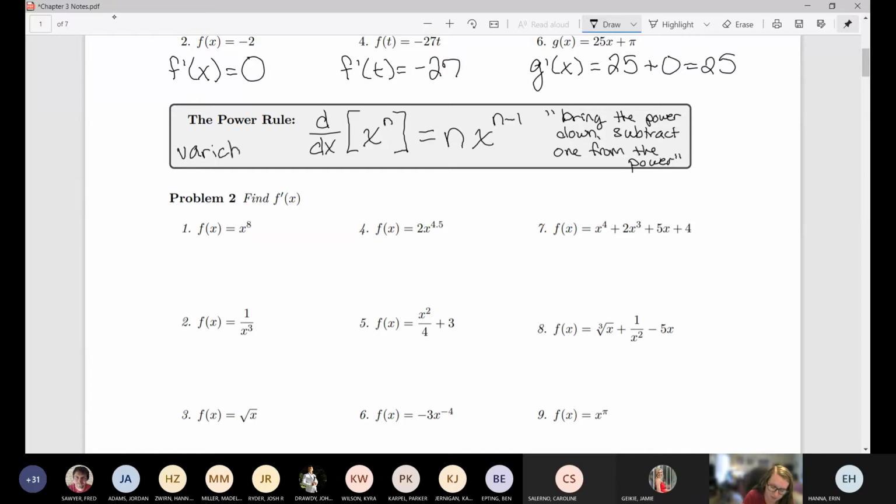Other thing I want to note: this is a variable to a number, and I make that specification because of the next rule we're going to see on the next page. So this has to be a variable to a number. But anyway, let's see how this works.